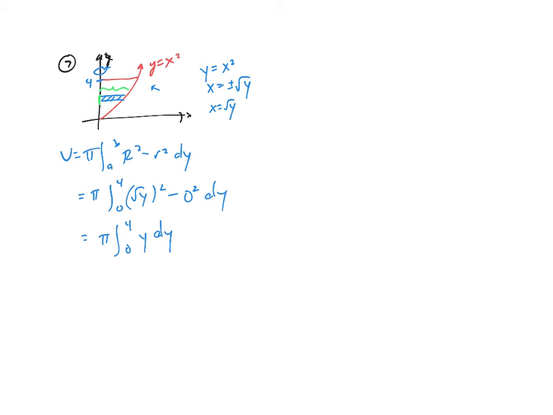And let's see. I'm going to do this one by hand also. So I'm going to have 1/2 y squared from 0 to 4. So that's pi over 2 times 16. I'm not going to plug in the 0 because that'll just be 0. So we end up with 8 pi. You should get the same thing if you used your calculator.